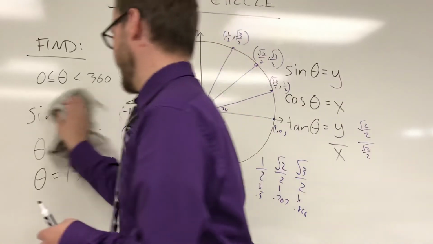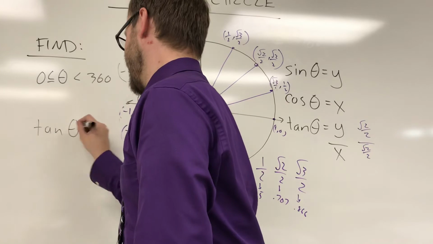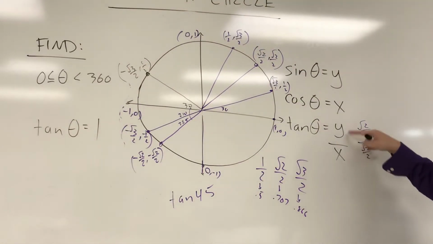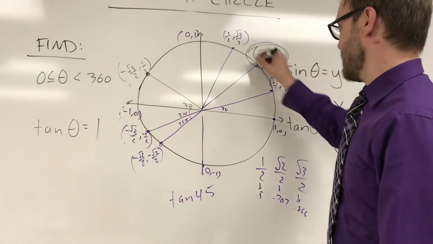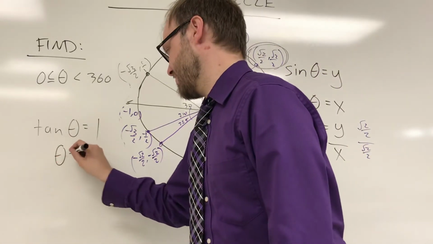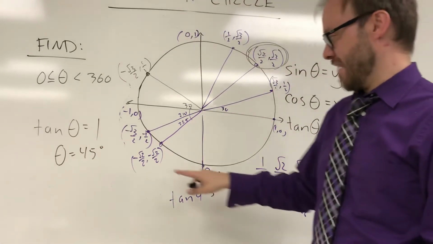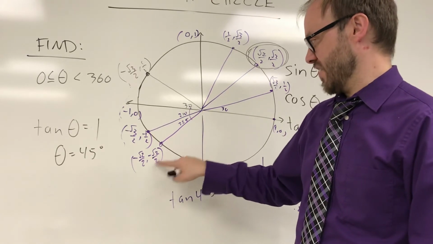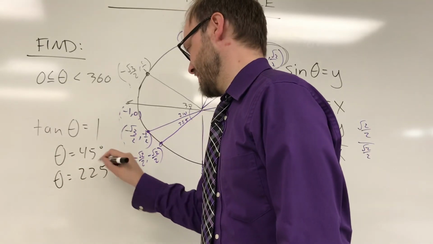Just one more example here. Cases where the tangent is equal to 1, okay? Again, tangent is y over x. So you'd be looking for places where these are the same two values, okay? Where does that happen? Well, you've got the same two values there at 45 degrees, or pi over 4. And then the only other place where this happens, we already have it labeled down here, you have negative radical 2 over 2 at both the x and the y positions. That's a 225-degree angle. So that would be the other place where that happens for the tangent.